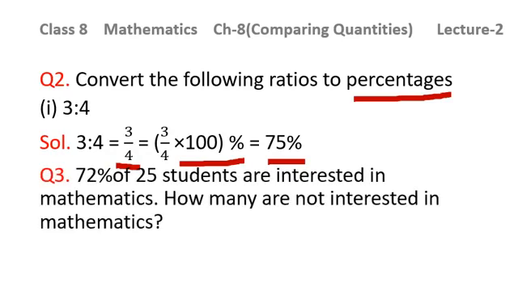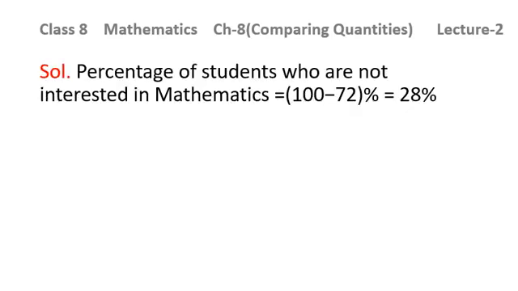Coming to question number 3. 72% of 25 students are interested in mathematics. How many are not interested in mathematics? The question is, 72% of 25 students are interested in mathematics, and you are supposed to find out how many are not interested in mathematics. So let us see how we will proceed. Percentage of the students who are not interested in mathematics. First of all, what I have done here is 100 minus 72%. This is the percentage of the students who are not interested in mathematics.